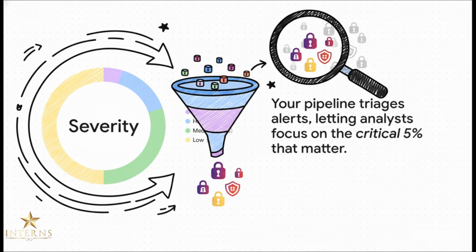Instead of a flat list of, say, 10,000 alerts, an analyst sees this. They immediately know to focus on that critical 5%. Your pipeline has already done the triage for them, potentially slashing their immediate workload by 95%, and letting the human expert spend their precious time on what really matters: investigation and response.